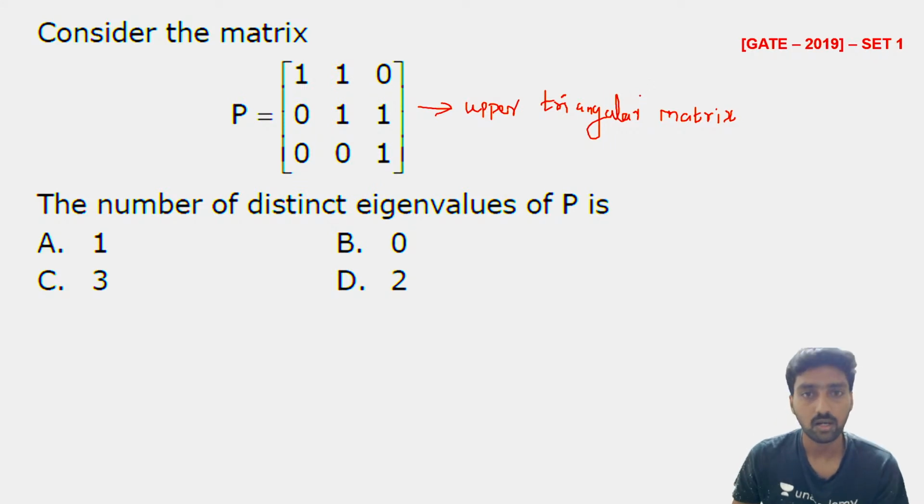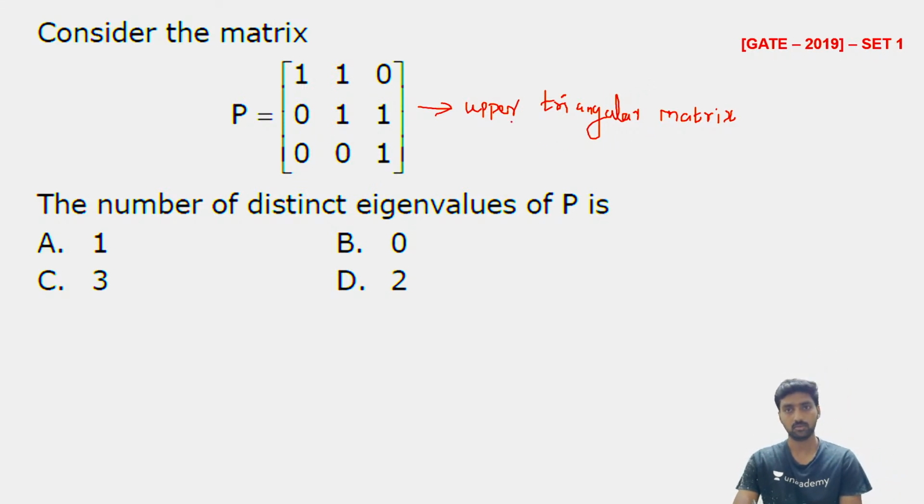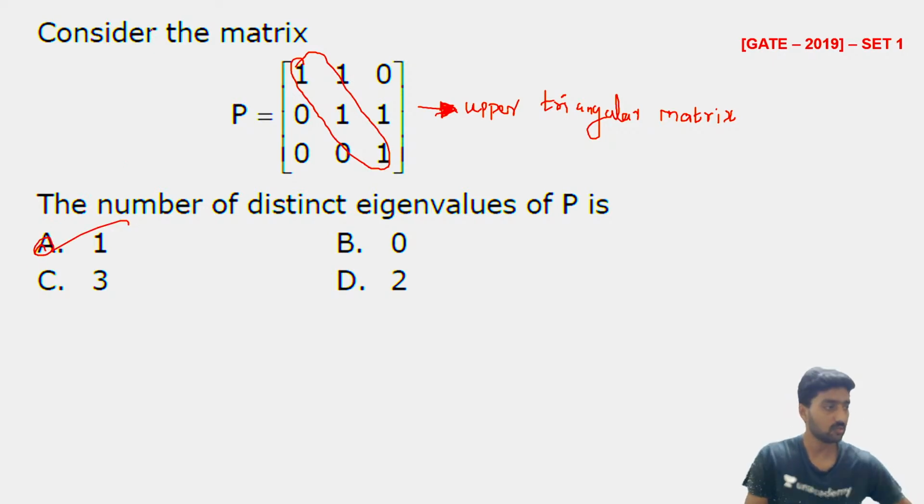So coming to the upper triangular matrix, I will show you. Listen. In an upper triangular matrix, the eigenvalues are the main diagonal elements. So all are 1, 1, 1. How many distinct eigenvalues are there? Only one distinct eigenvalue, right? Only one distinct eigenvalue is available in this case.